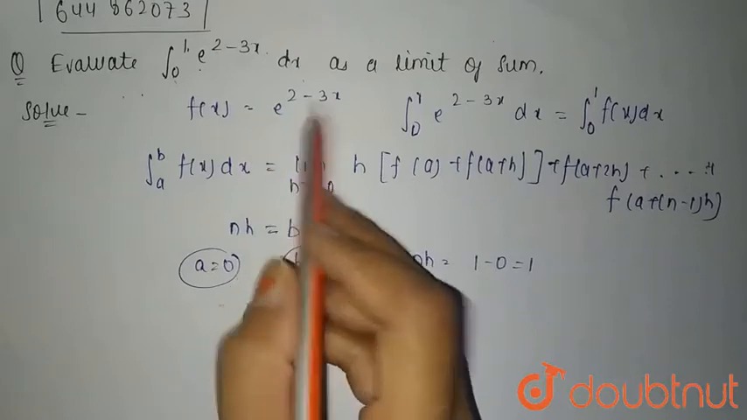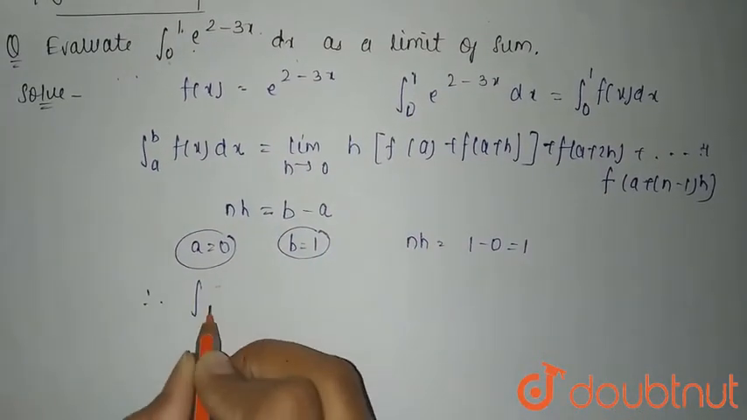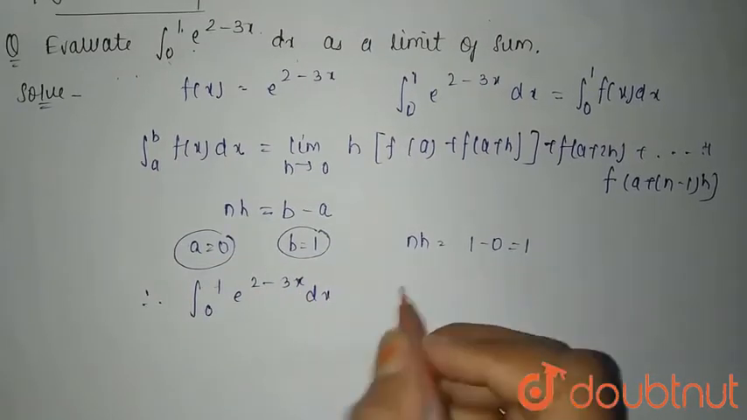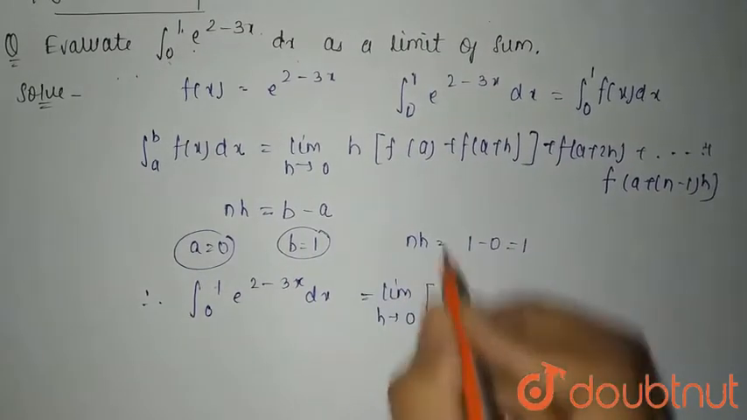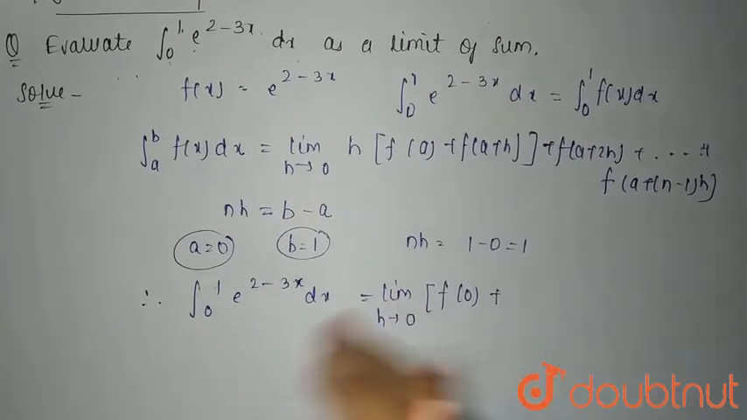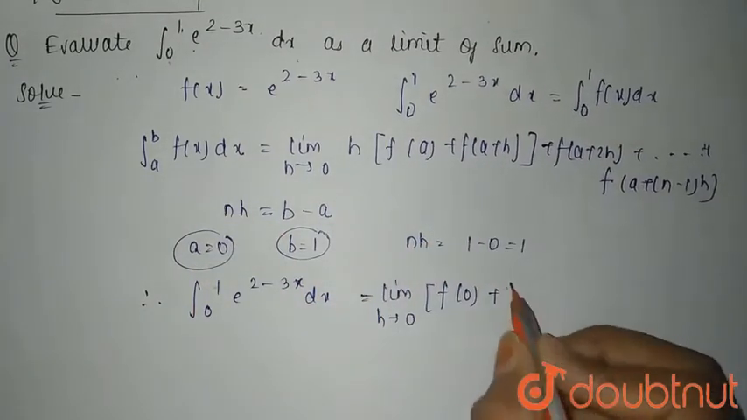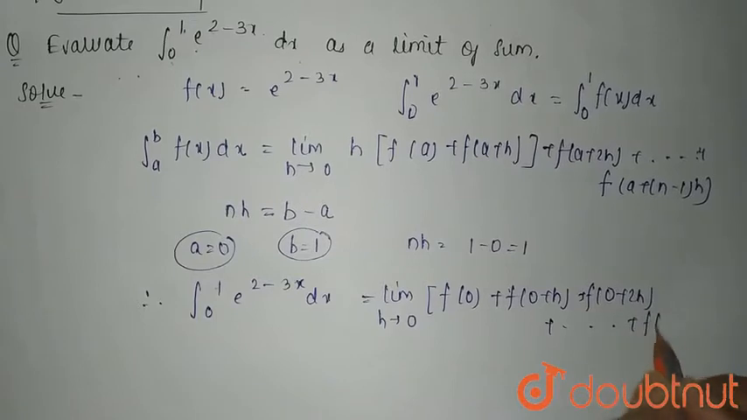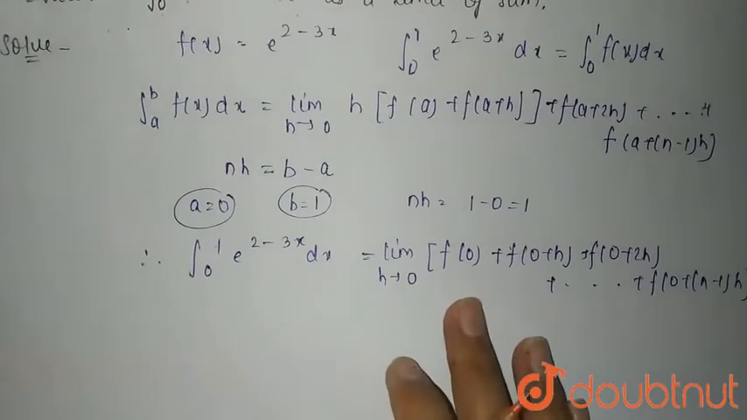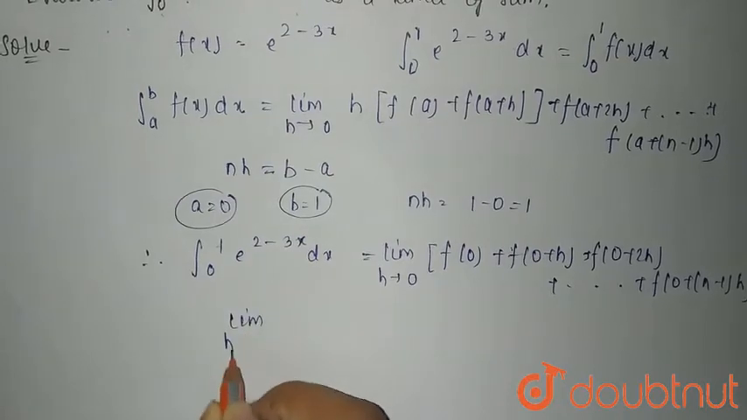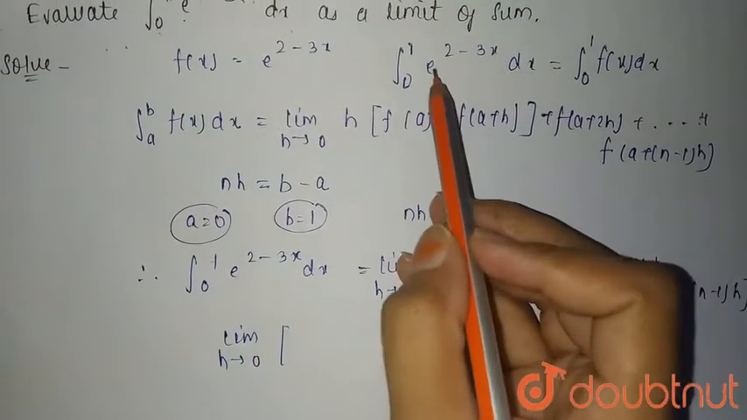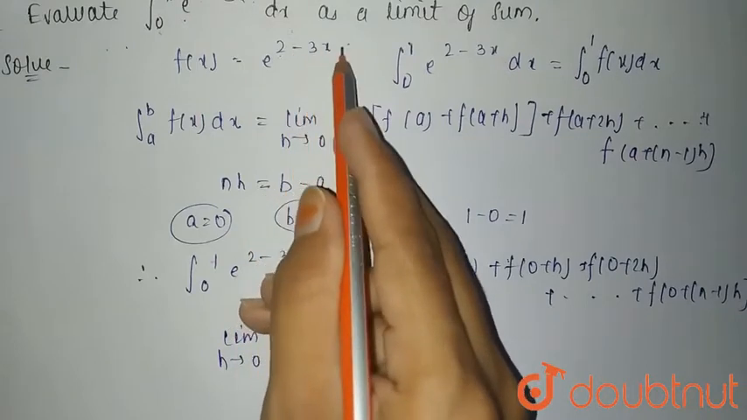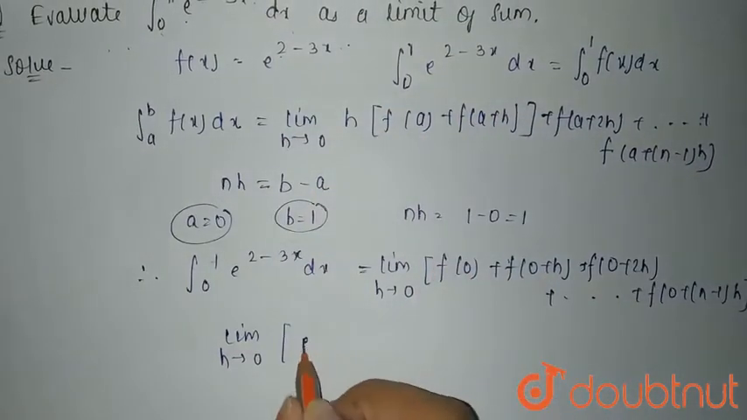So f(x) is given as e to the power 2 minus 3x. Therefore the integral from 0 to 1 of e to the power 2 minus 3x dx equals the limit as h tends to 0 of h times [f(0) plus f(0 plus h) plus f(0 plus 2h) and so on up to f(0 plus (n minus 1)h)]. Putting x equals 0 in f(x), we get e to the power 2 minus 3 into 0, which is just e to the power 2.